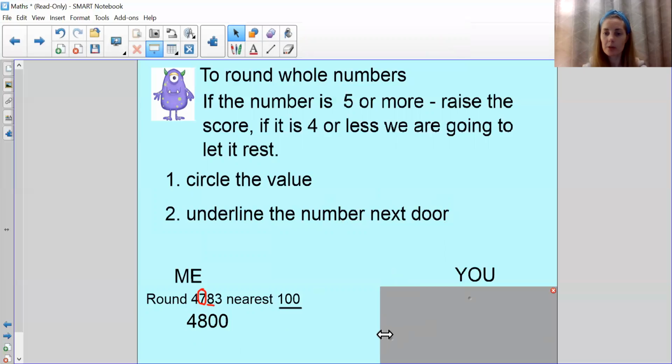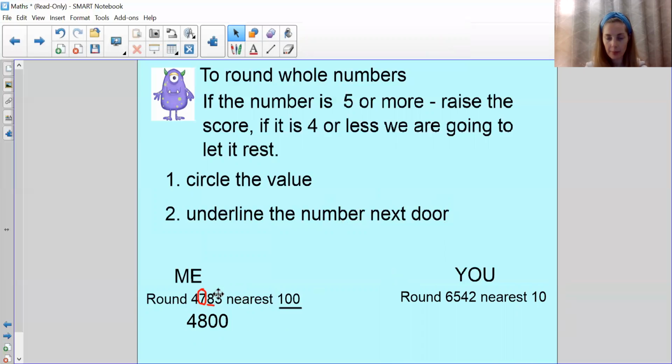So I would like you now to pause the video and have a go at this one on your own, rounding this number to the nearest 10 using that strategy of circling the number in the tens column, underlining the number next door, and then using our little poem to decide what we are going to do.